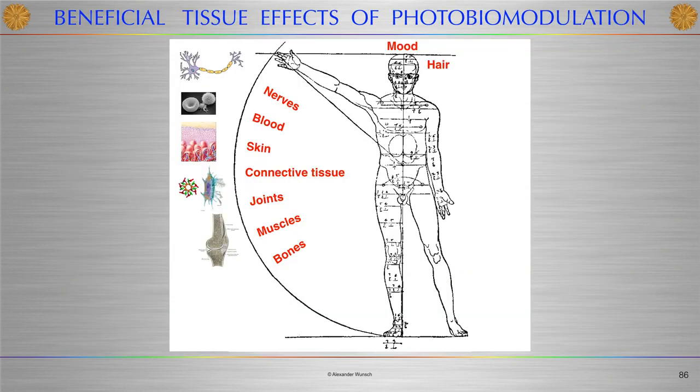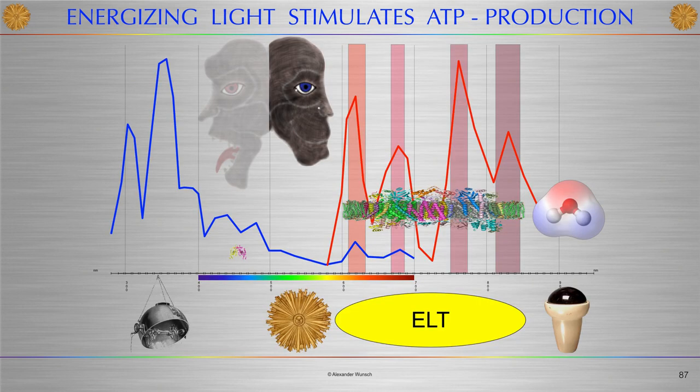And what can we achieve using this particular part of the spectrum? Beneficial tissue effects of photobiomodulation can be demonstrated on mood, on hair, nerves, blood, skin, connective tissue, joints, muscles, bones. So all the cells harboring mitochondria can benefit. And we already learned that the passage in the extracellular matrix also can be enhanced.